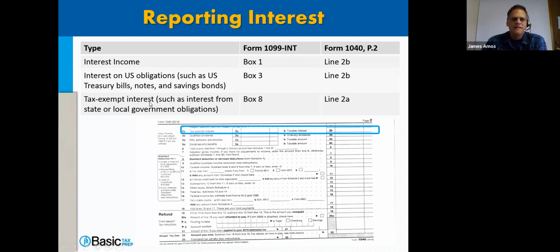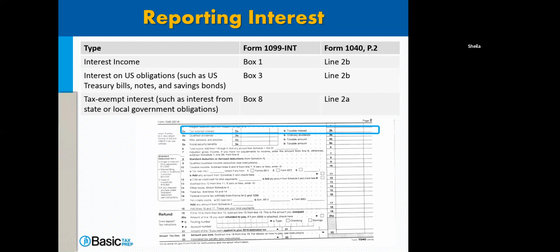Now, what about tax-exempt interest, such as interest from state or local government obligations? Does the IRS tax muni bonds? No. So the amount in box 8 you report on line 2A. And Sheila, what is box 2A on the Form 1040? Tax-exempt interest. Exactly. Tax-exempt interest.